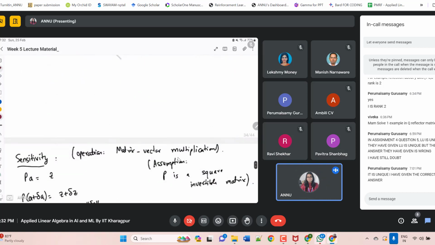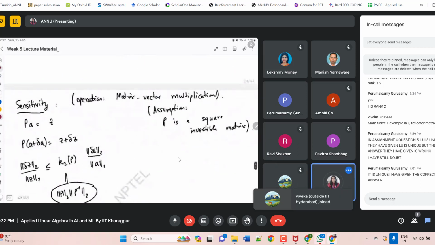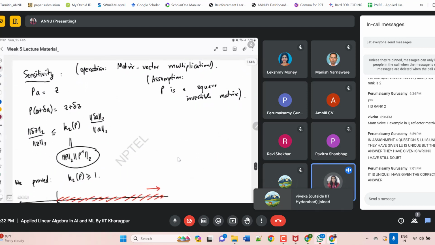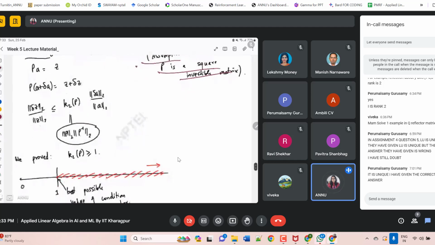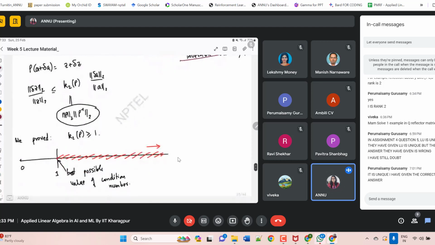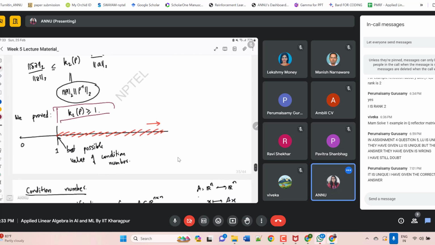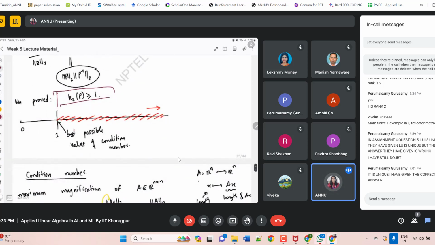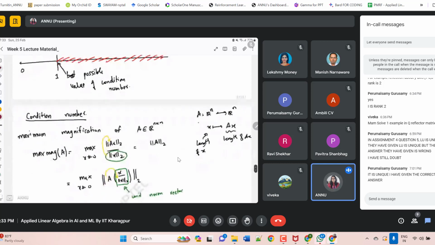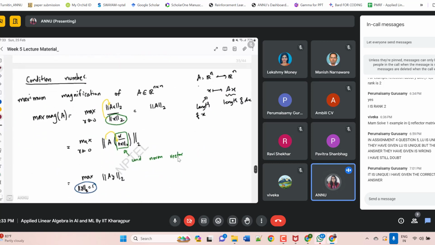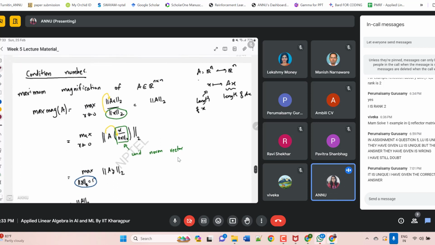And now we have come to the last lecture. The operation we saw is a matrix vector multiplication. Assume P is a square invertible matrix. We saw this is the property that should follow, and we proved this is the range of K2 of P. The best possible value we saw is 1, which is the case for an orthogonal matrix.